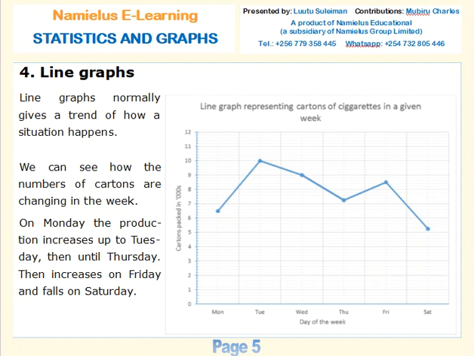For example, on Monday, the production increases up to Tuesday, then it drops until Thursday, and again it rises on Friday, then again drops on Saturday. So we can study the relationship between the packaging among those days. So that is what we have in terms of a line graph. It normally gives trends.